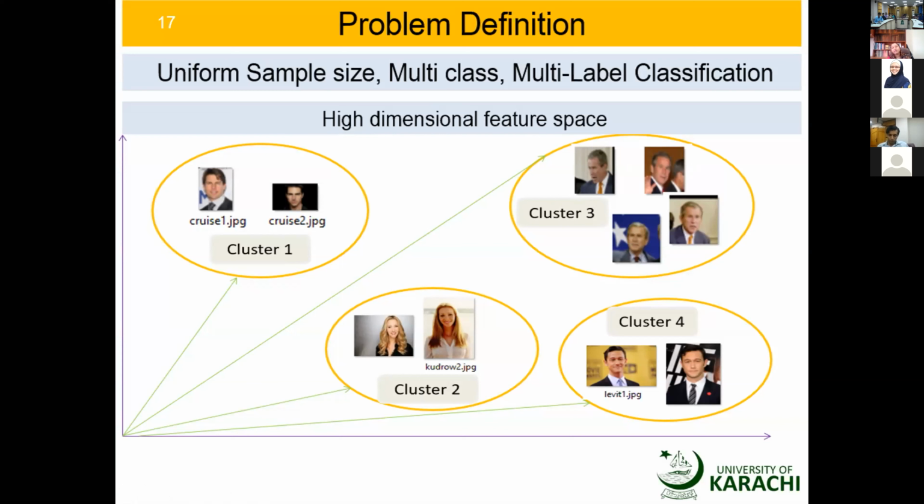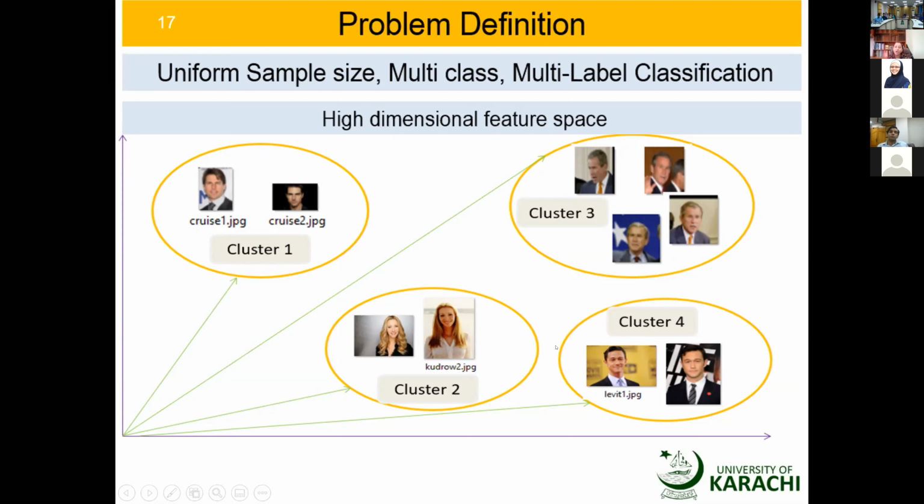It depends on whether you are dealing with a uniform or a non-uniform sample size, and whether you are working on a uni-class problem or a multi-class problem. But usually face recognition is a multi-label classification problem, and you are supposed to work in a high dimensional feature space. Here we can see a celebrity database which I recently worked on. For example, if this is Tom Cruise, all the Tom Cruise images will make up cluster number 1. If this is Levitt, then all his images make another cluster. If this is George W. Bush, it makes another cluster.